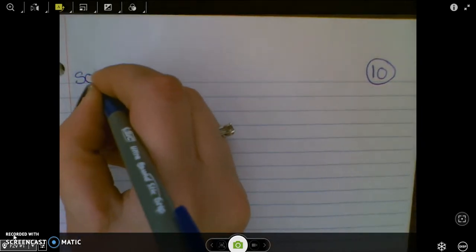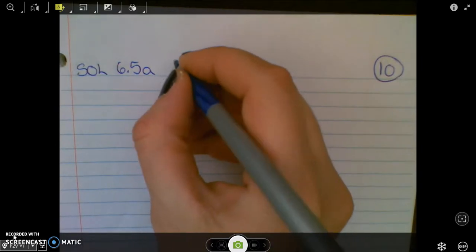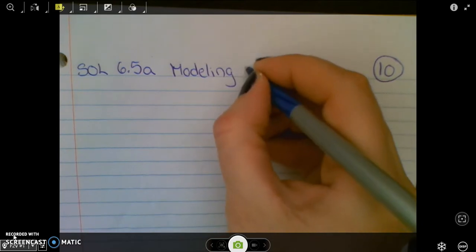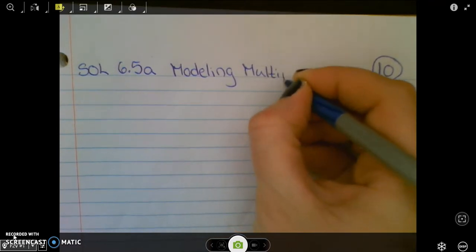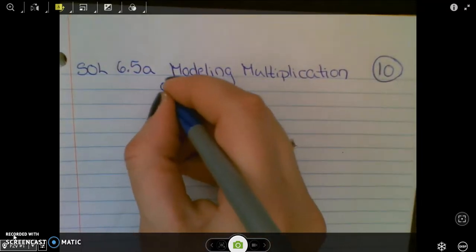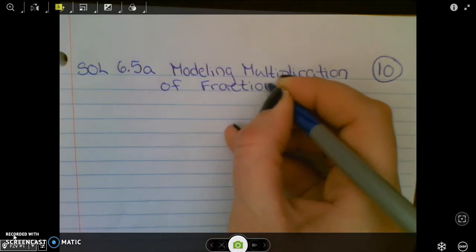Alright, now if you flip to the next page of your notes, you're going to start by writing that number 10 in the corner because it is Unit 10 in our table of contents. We're going to title it with the SOL number. Now more specifically, this is SOL 6.5a, so we will add that to the title here, and it's going to be Modeling Multiplication of Fractions.